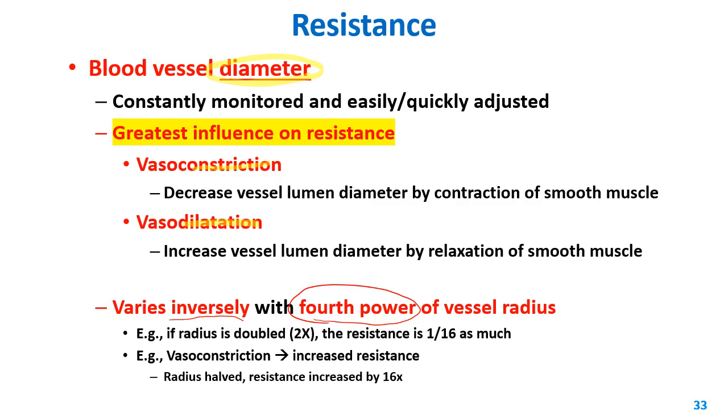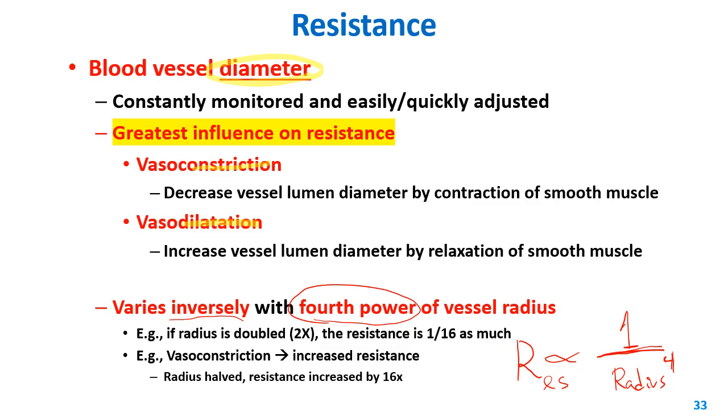What does that mean? Let's translate that, right? Resistance is proportional to the inverse, so 1 over the vessel radius, but to the fourth power. You know what that is? Can you plug in numbers in this formula and figure out how much resistance you have? I hope so. Okay, so let's see what it means here.